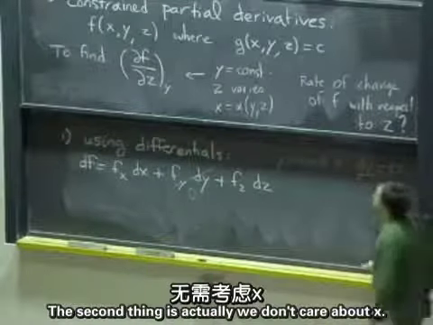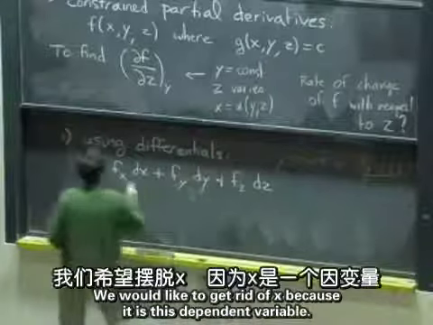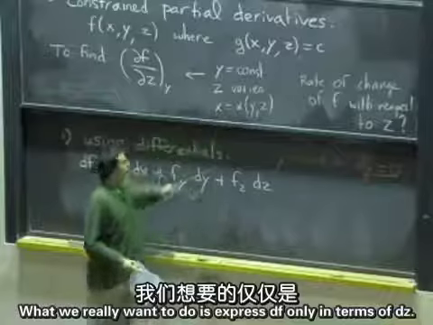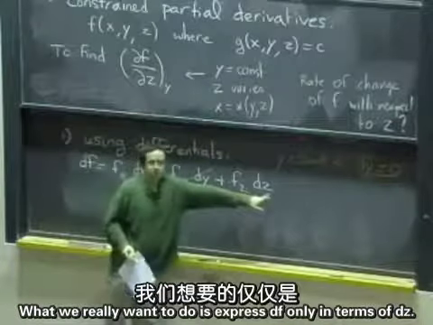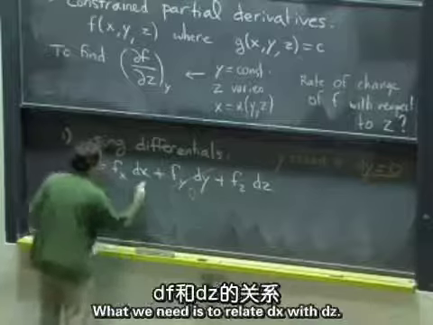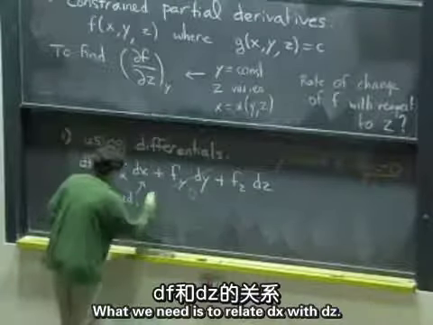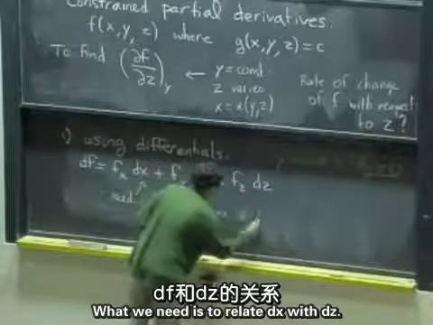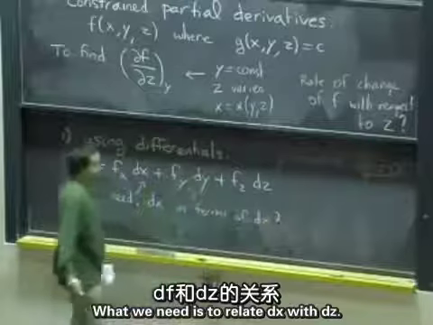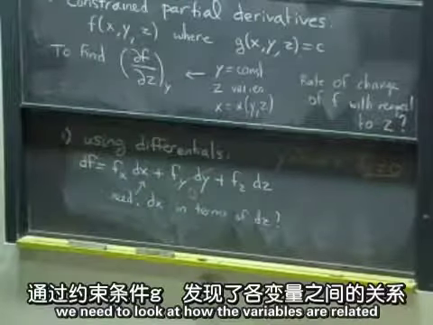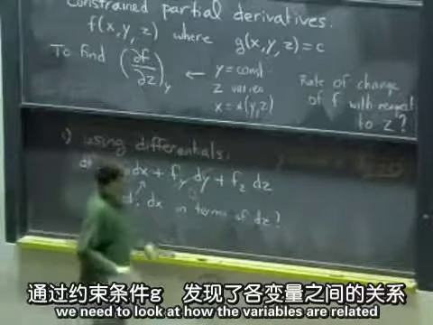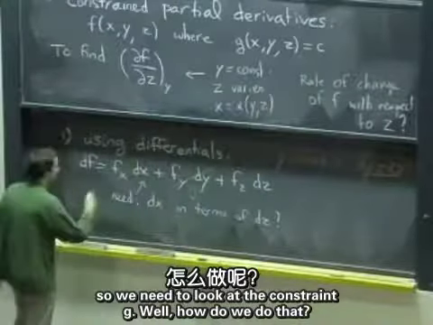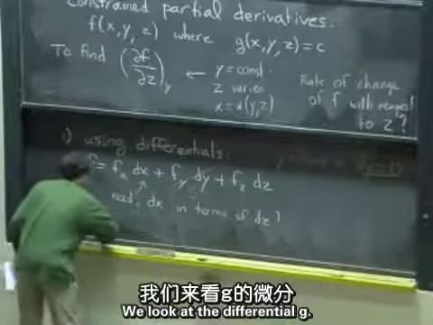The second thing is that we don't care about x. We'd like to get rid of x because it's the dependent variable. What we really want to do is express df only in terms of dz. So what we need is to relate dx with dz. To do that, we need to look at how the variables are related, so we need to look at the constraint g. How do we do that? We look at the differential of g.